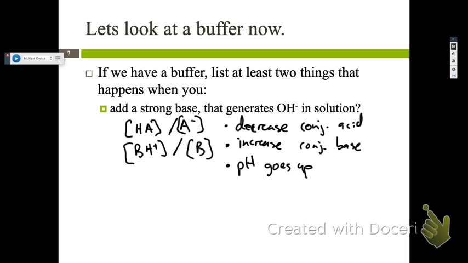Right, hydroxide will consume whichever is your acid, but in consuming it, it doesn't just go away, it converts it to the other one. So we can say the concentration of your acid goes down, your base goes up, and your pH also goes up.